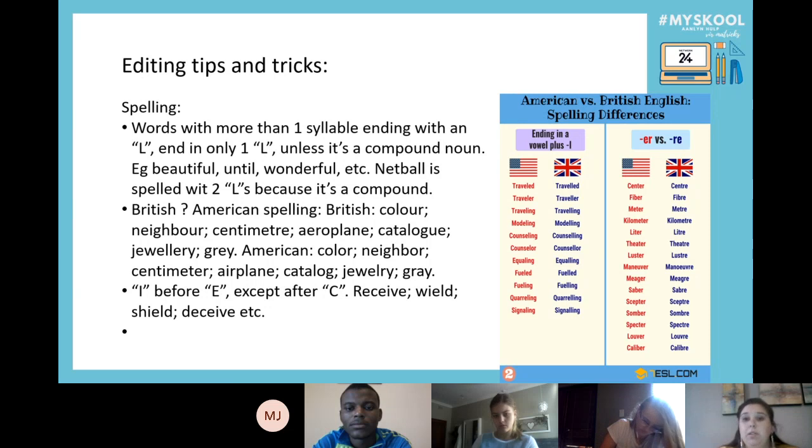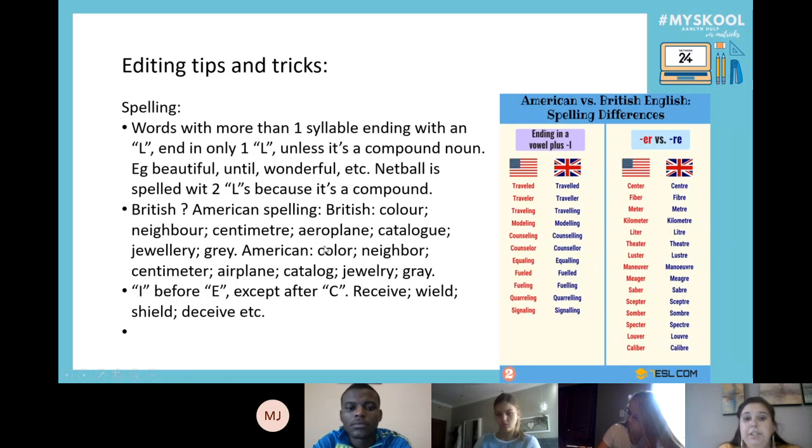Now, I gave you some examples of words there in a picture on the right-hand side, which you can go through. The ones they commonly ask for are the words like colour, where the British use an OU and the Americans use only an O. Neighbour, the same thing. Words that end in ER or RE, centimetre, fibre, metre, kilometre, litre, theatre. The Americans spell it exactly as it's said, whereas the British spell it with an RE instead of an ER.